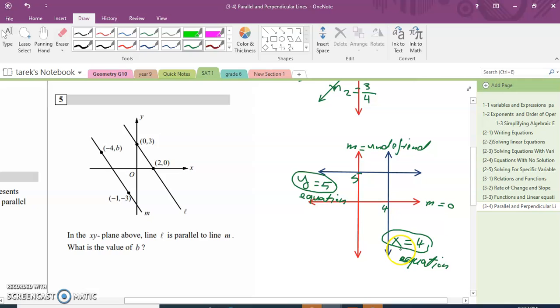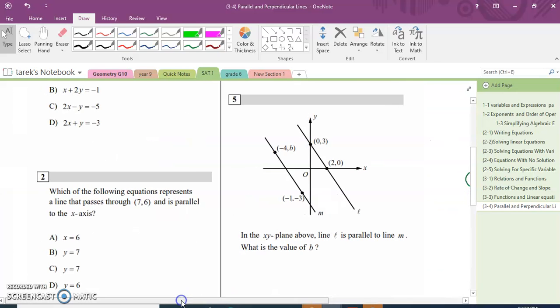The equation of the line parallel to the x-axis, like this one, is y equals 5, because it cuts the y-axis at 5. If it cuts the y-axis at 4, the equation will be y equals 4. And the equation of any line parallel to the y-axis is x equals the number where it cuts the x-axis. So this will be x equals 4. This is the equation of the line. But the slope of this line is 0, and the slope of this line is undefined.